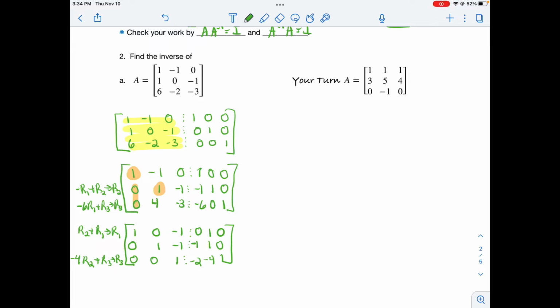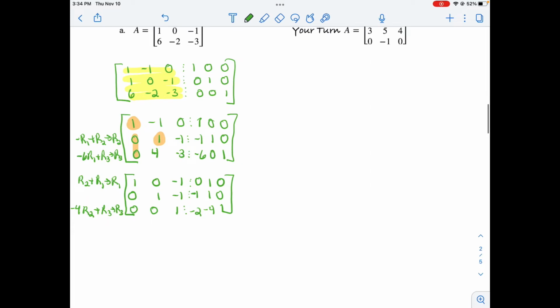Okay, our next step is to get our third leading one, which is already done. So I'm going to move straight to getting zeros in all entries above that third leading one. For row 1, I can easily do this by adding row 3 plus row 1 together to get my new row 1. And for row 2, if I take row 3 and add it to row 2, that also gives me my new row 2.